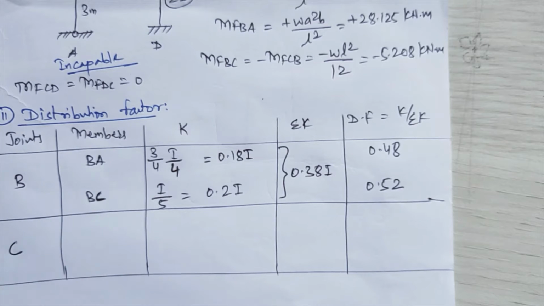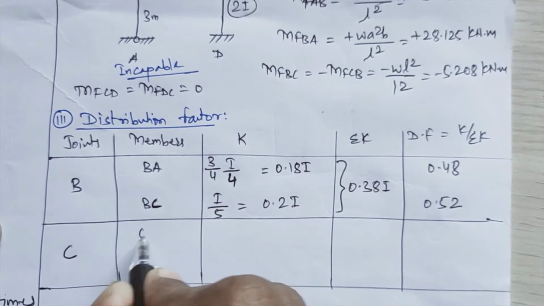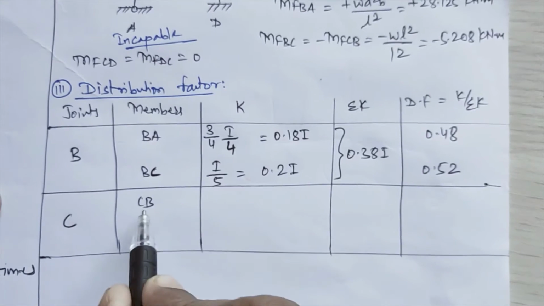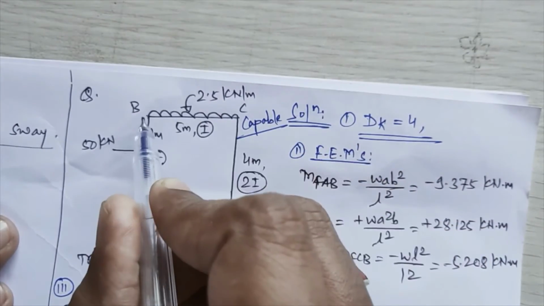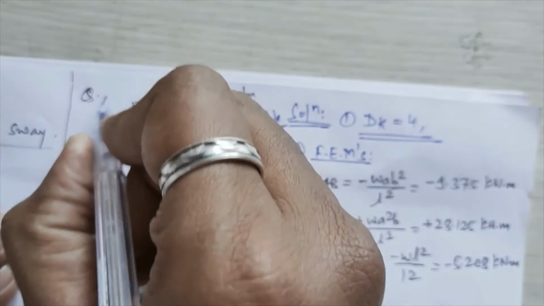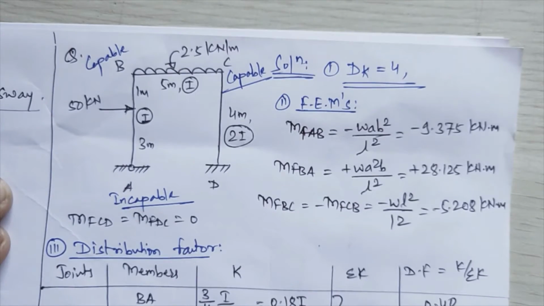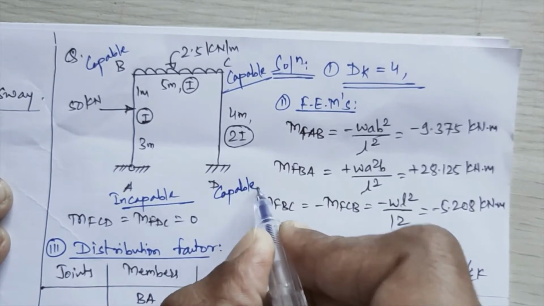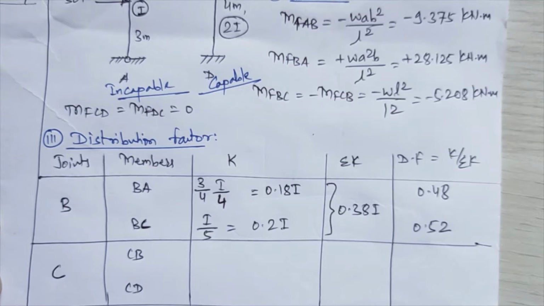Okay, then the next joint I will conduct is joint number C. The members meeting at this joint are CB and CD, so the farther ends are B and D. We will check the capability of those members. B is nothing but a rigid joint, so that type of support is again called a capable support. And D is the fixed support. Fixed support is also called a capable support over there. So for both the members, your relative stiffness will be I by L. So we'll see one by one.